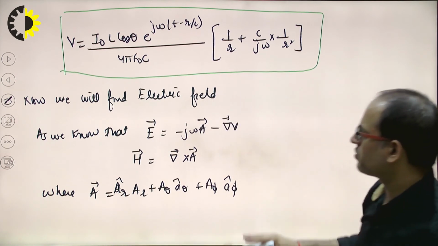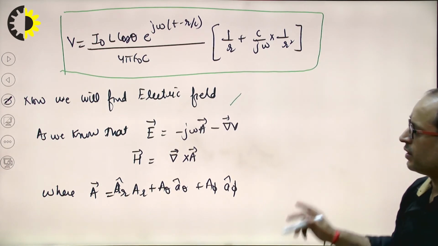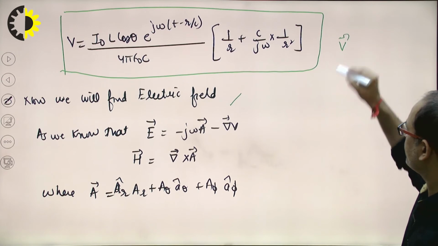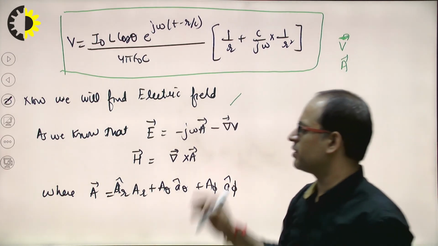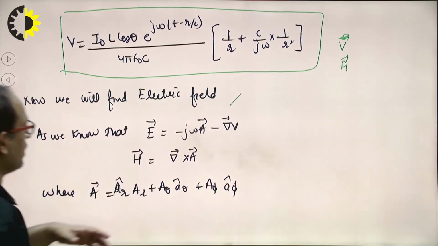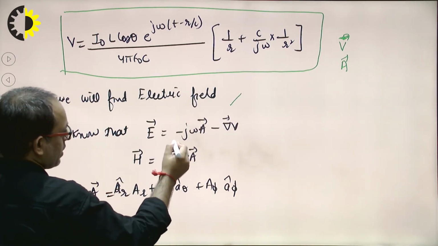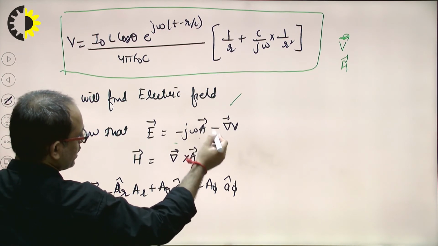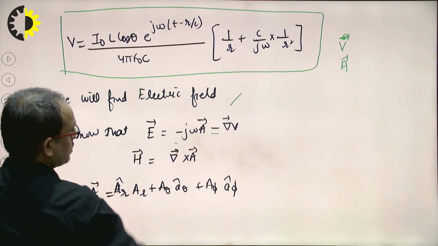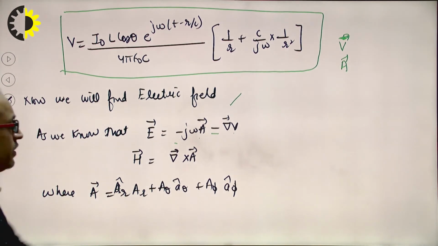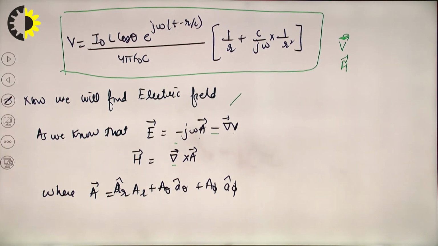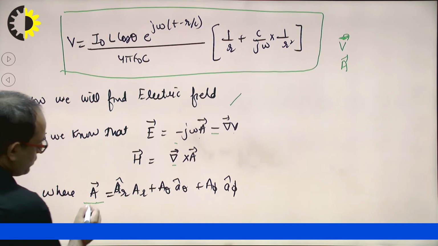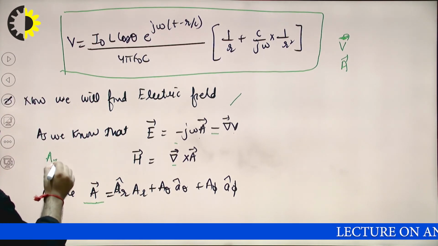Now we will find out the electric field. We know V and the A vector, which we have found out. Now we will calculate the electric field; the electric field vector is equal to minus j omega A vector minus the gradient of V, and we know the H vector is equal to del cross A. Now see, in the spherical coordinate system we have found out Z.